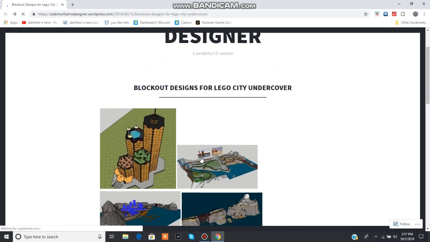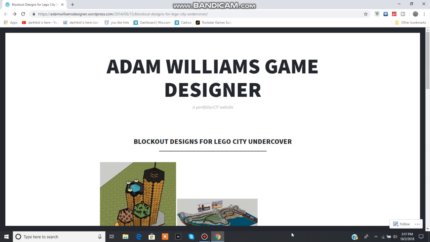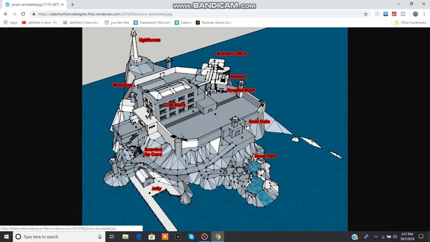So that was it. That was designs for LEGO City Undercover. Maybe they're fake, maybe they're real, I don't know. But I have a feeling that they're real. This one hasn't changed a lot.